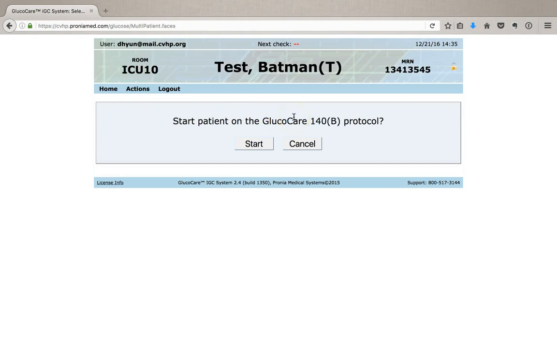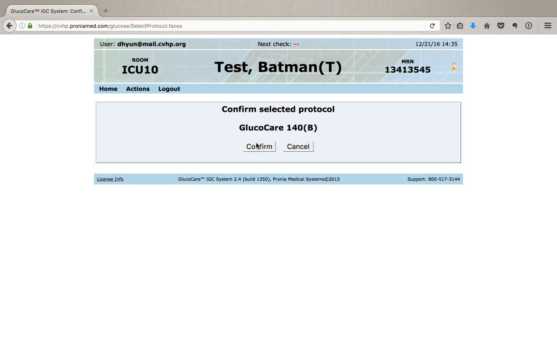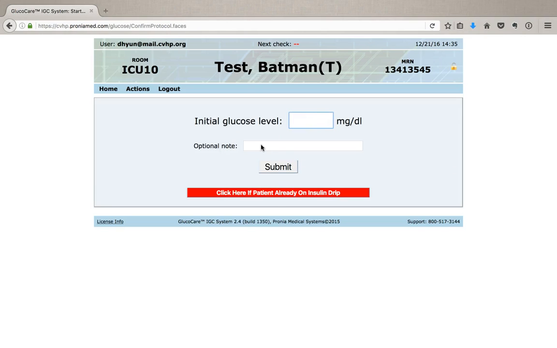Start patient on the GlucoCare 140B protocol. If you're curious what B stands for, B is bolus. There was an iteration of the protocol that was just called GlucoCare 140, but they discovered when they added the boluses in the middle of infusion that it avoids the high rates and decreases the rate of hypoglycemia. Anyways, that's just for your information. So let's go ahead and click start. We're going to confirm all of our actions, and we'll confirm this one.